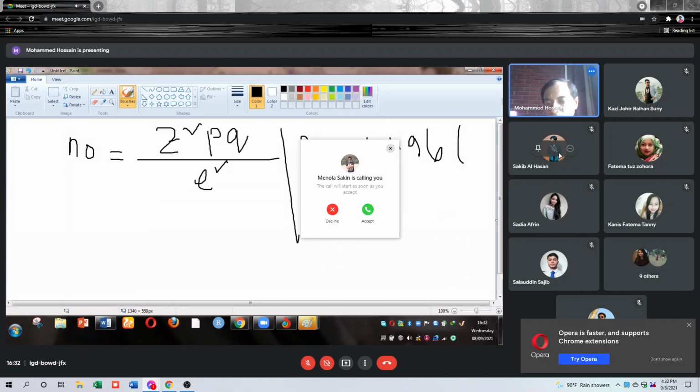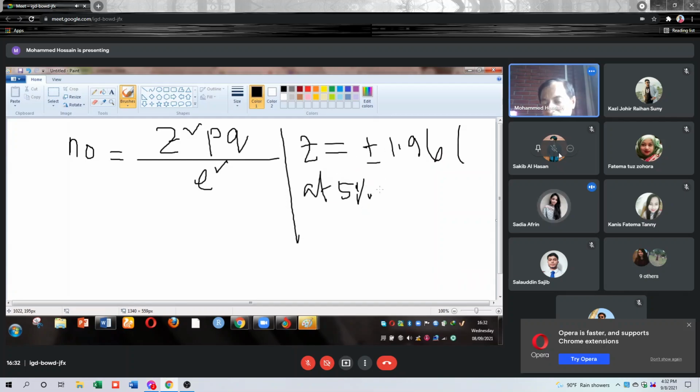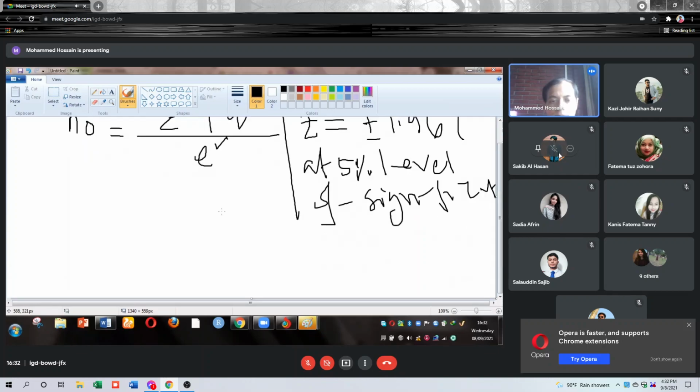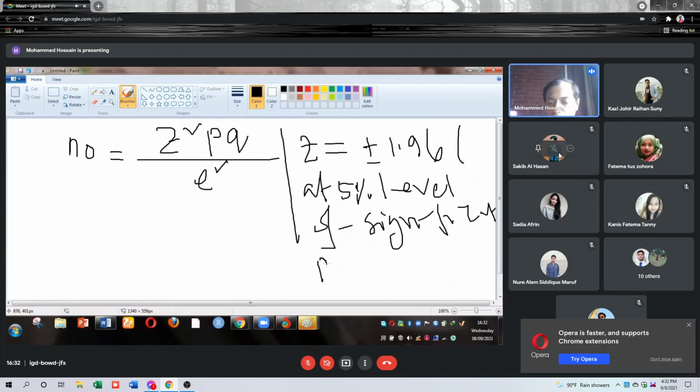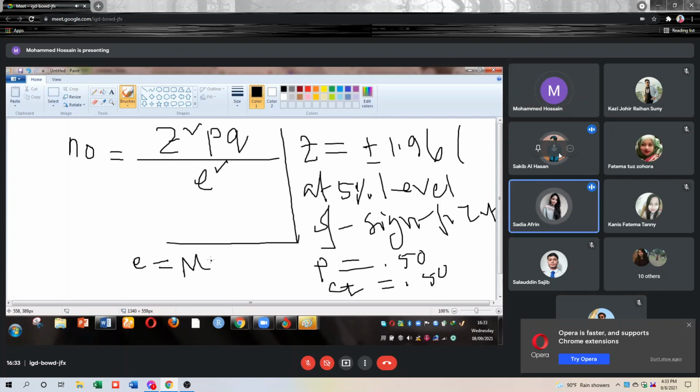at 5% level of significance. This is Z. Then P means proportion. Suppose P equal to 50%, so 50% means 0.50. So obviously Q equal to 0.50. And E is called what? Margin of error.